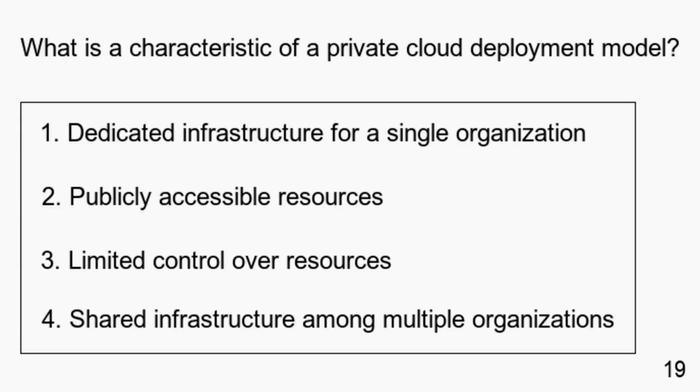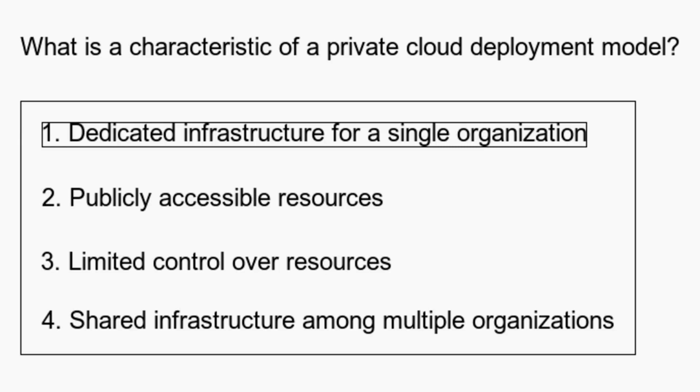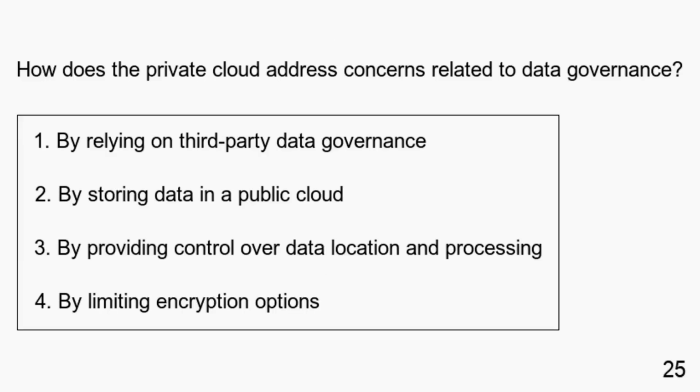Dedicated infrastructure for a single organization. Publicly accessible resources. Limited control over resources. Shared infrastructure among multiple organizations. In a private cloud, the infrastructure is dedicated to a single organization, providing greater control and customization. How does the private cloud address concerns related to data governance?